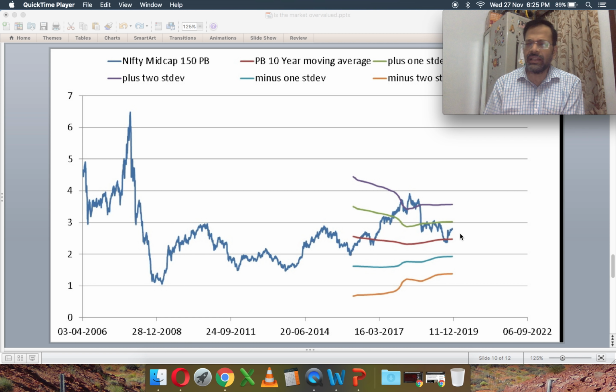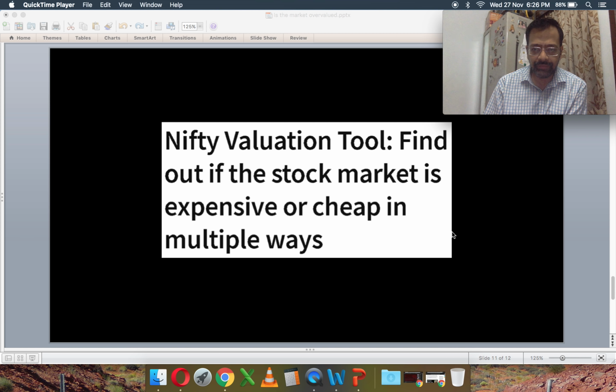I read some article saying that the mid-cap stocks can go up because there's a PE support, because the PE is low and so on. I'm not so sure about that. It's just more or less rightly valued, I would say. So that's the tool. You can have a look at it.